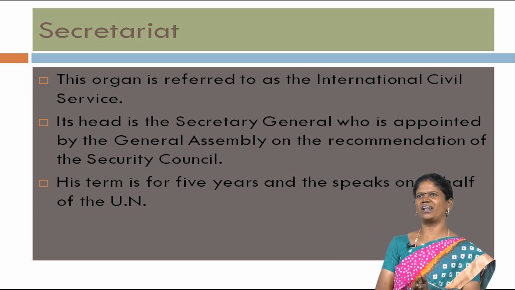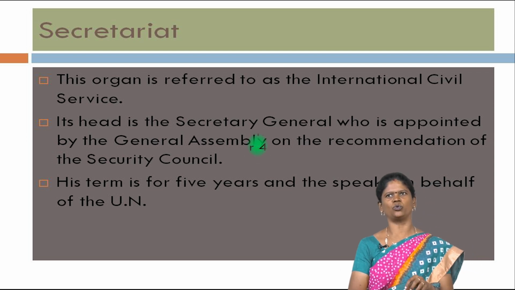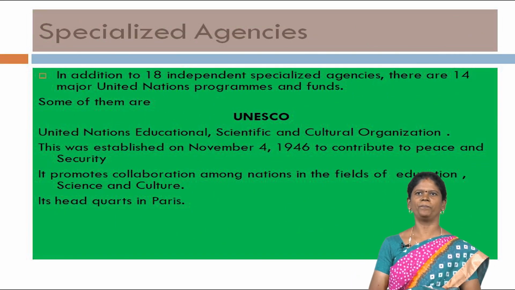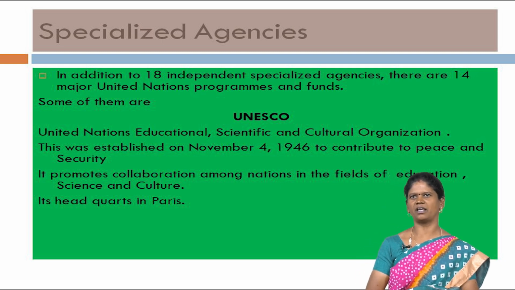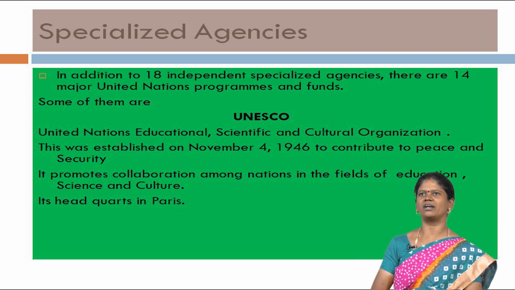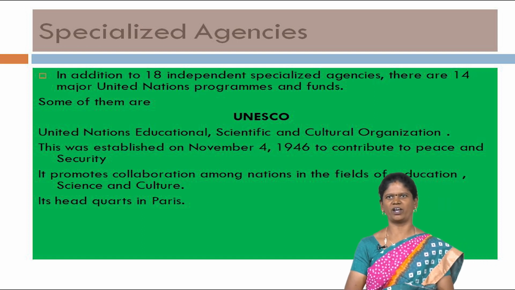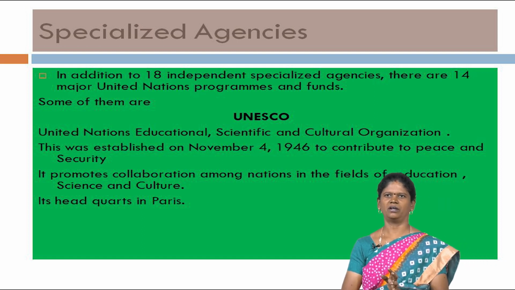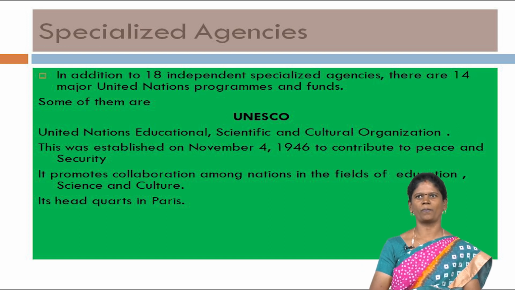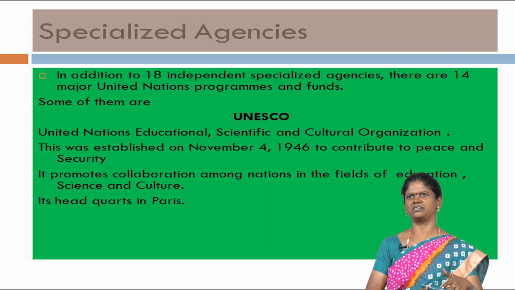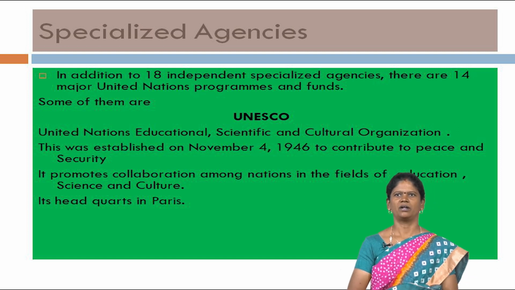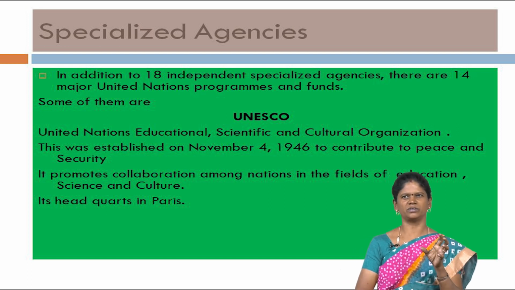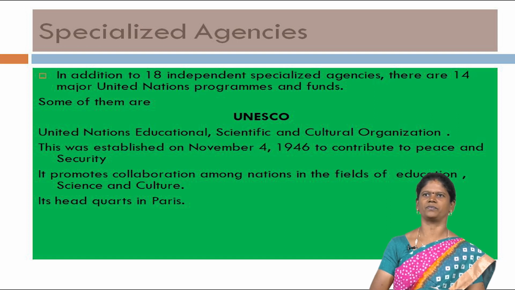Now, a number of specialized agencies in addition to UNO: 18 independent specialized agencies. There are 14 major United Nations programs and funds. Some of them, the first one, UNESCO. A number of specialized agencies of the United Nations. We are seeing the specific organizations.